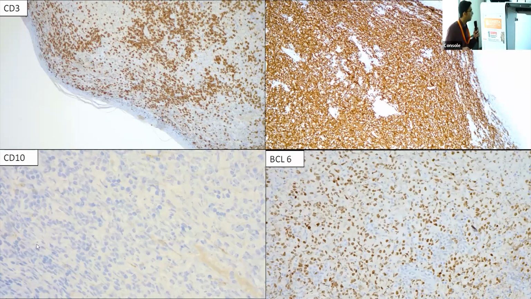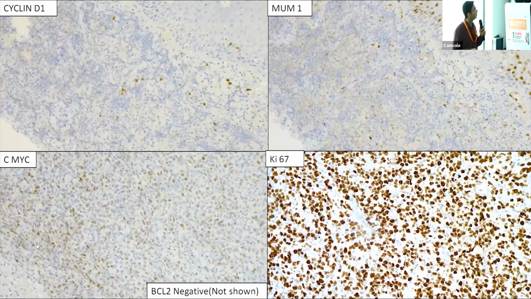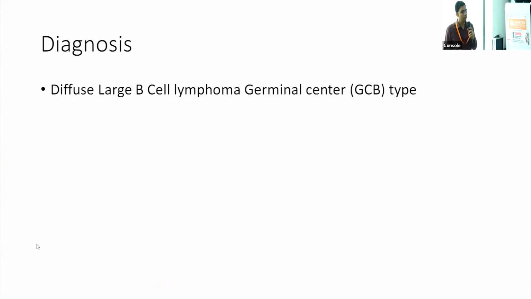This is CD10, which is negative. BCL6 is positive. So BCL6 positive, CD20 positive. Cyclin D1 is negative. And this is, I guess, BCL2, which is negative, and Ki67 was very high. So it was a DLBCL, germinal center B cell type.